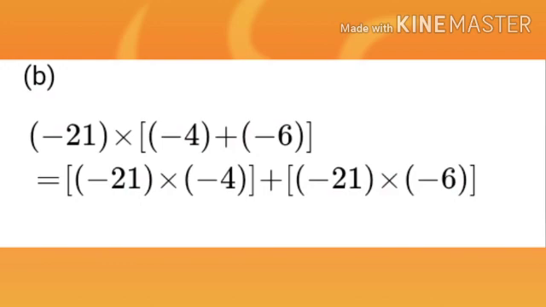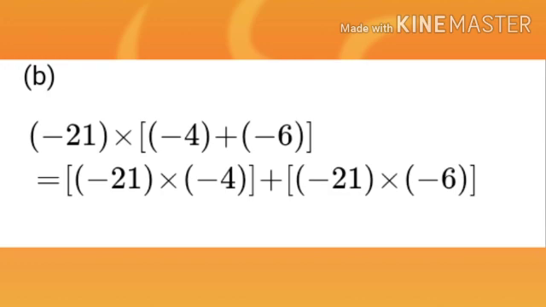Here is a problem of subdivision B. Minus 21 into minus 4 plus of minus 6, which is equal to minus 21 into minus 4 plus of minus 21 into minus 6. So from this question, what can you understand? Three integers are there, minus 21, minus 4 and minus 6. So, under which operation are these integers? Multiplication over addition. So which property is used here? Distributive property of multiplication over addition.